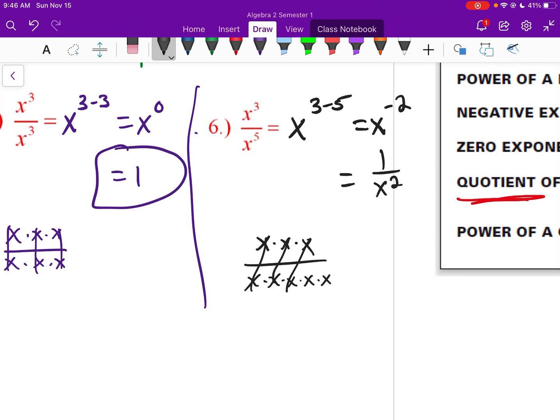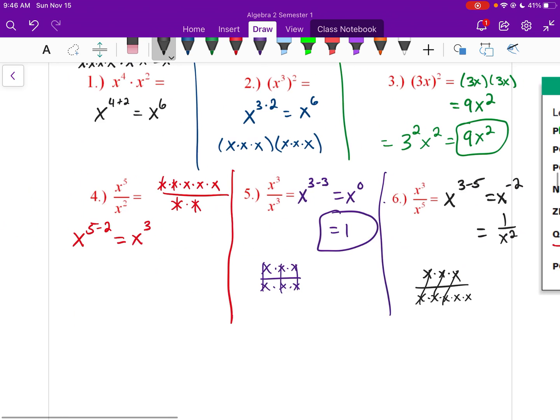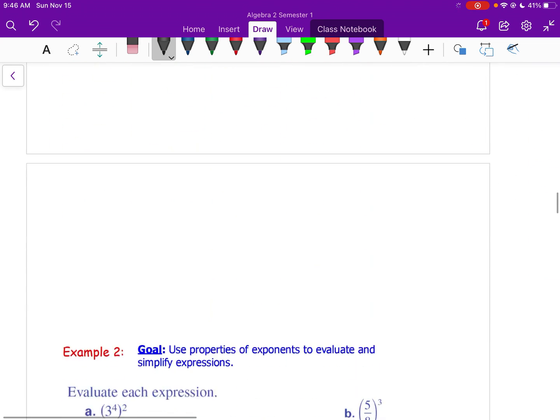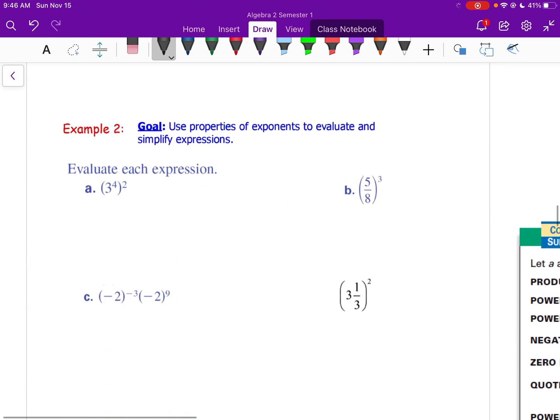Okay, cancel, cancel, cancel, and you're left with 2 x's in the bottom, so 1 over x squared. All right, so there we use the properties, and I expanded everything out just to give us a better visual. All right, so let's start dealing with some numbers then. These properties still apply even when they are numbers.